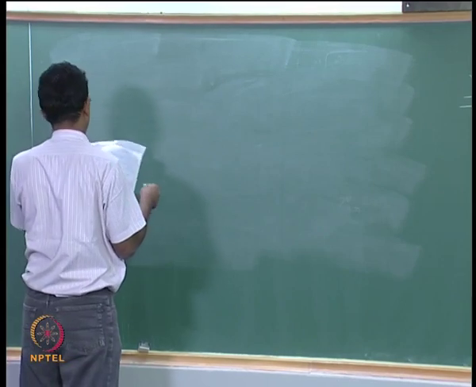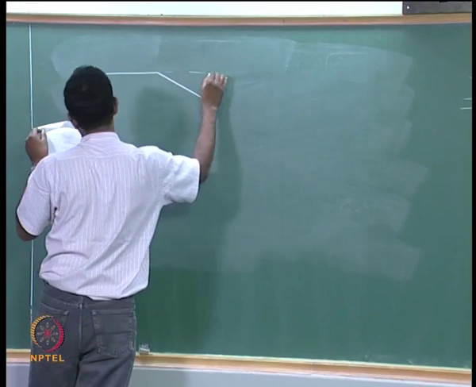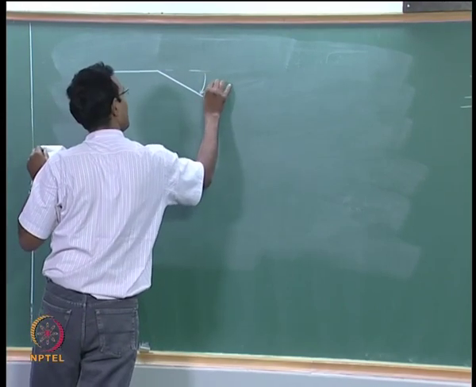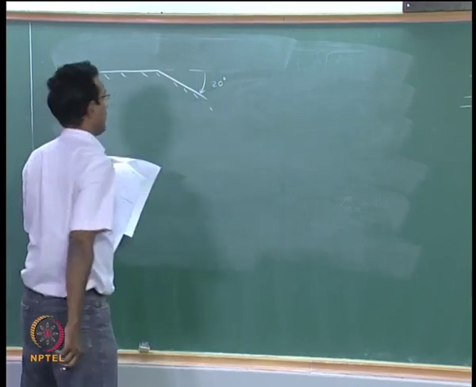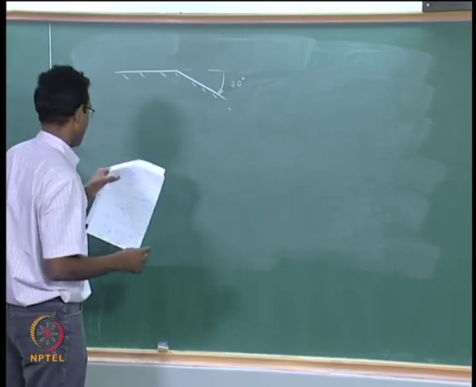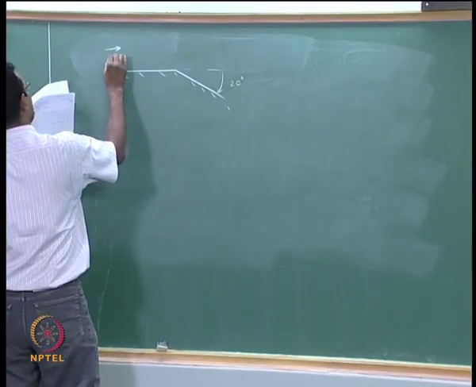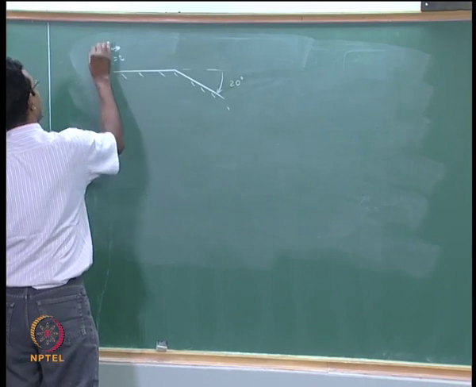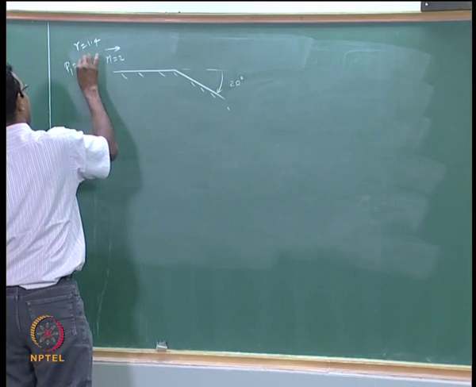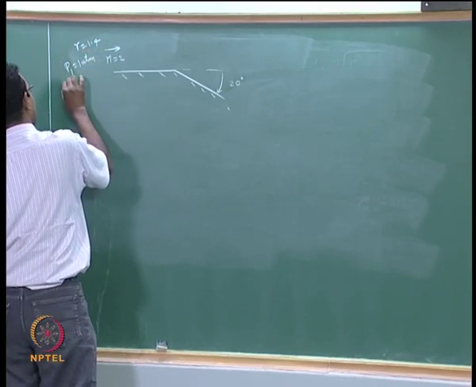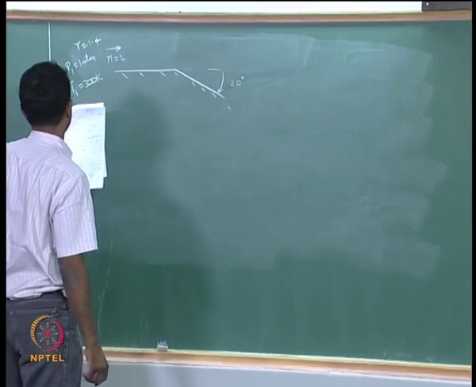This is the most common example in expansion fan and gas dynamics. I am having a sharp corner change and it is 20 degrees, and the incoming Mach number happens to be 2. It is air, so gamma equal to 1.4, P1 equal to 1 atmosphere, T1 equal to 300 Kelvin. We have this whole thing.